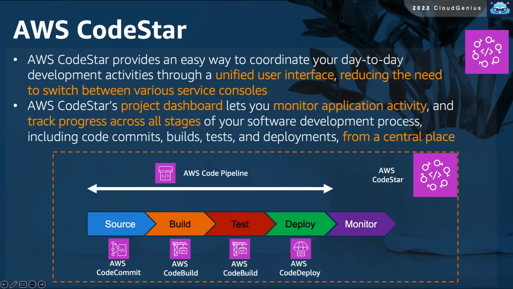AWS CodeStar is a fully managed service that aims to accelerate the software development process by providing project templates and pre-configured development environments. With AWS CodeStar, developers can quickly set up an end-to-end development toolchain for their projects, covering code repository, build, testing, deployment, and monitoring. It supports various programming languages and application types, enabling teams to work on diverse projects seamlessly.